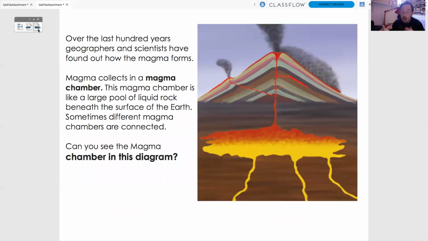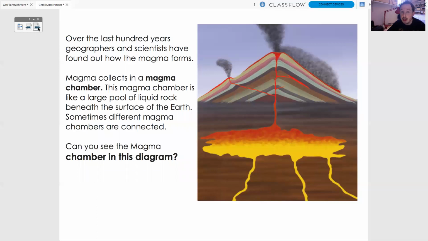Now, over the past 100 years or so, geographers and scientists have found out how the magma forms. Magma collects underneath the crust in things that we call magma chambers. Now, this magma chamber that you can see in front of you is like a large pool of liquid molten rock beneath the surface of the earth. Sometimes different magma chambers can be connected, and you can see little lines of magma running down from our diagram. Can you see it in the picture? And you can see this vent that goes up. We'll talk a little bit about what the vent is in just a second.